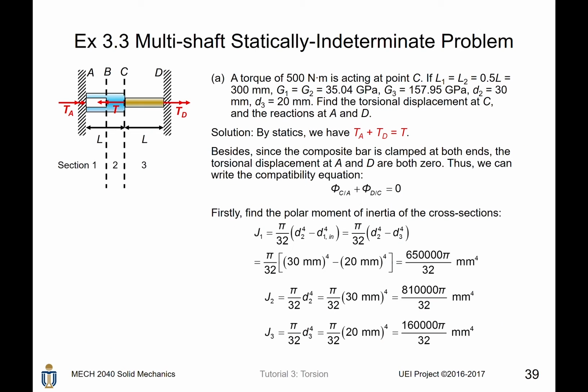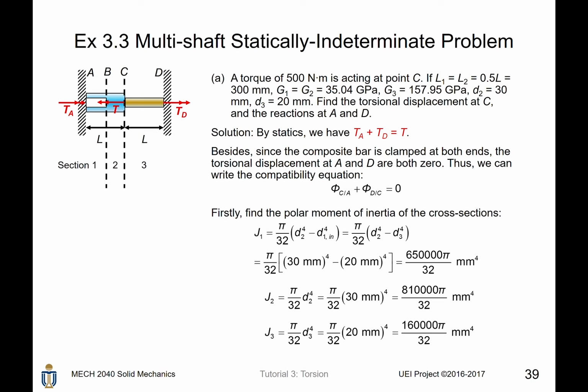To do part A, first we consider the statics. By using the statics concepts, we know that TA plus TD equals T. Bear in mind how to read this diagram. For this diagram, you can imagine that you are using your right hand to twist this tube in the middle, then your thumb is pointing to the left-hand side.